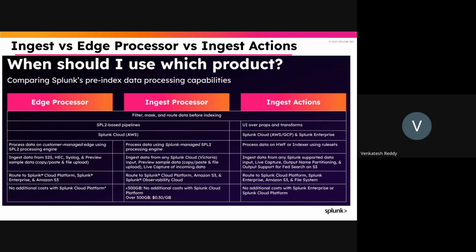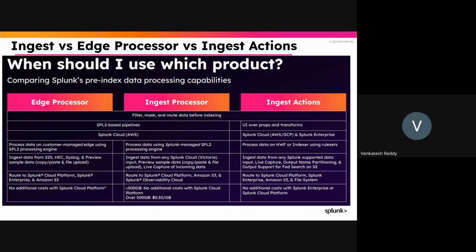And coming to the ingest processor, here we don't need to maintain any servers. Splunk will take care of everything. For the edge processor, we don't have any additional costs from Splunk right now. In future, they might come with some additional cost for this, but for now it is free because you are maintaining your edge nodes.